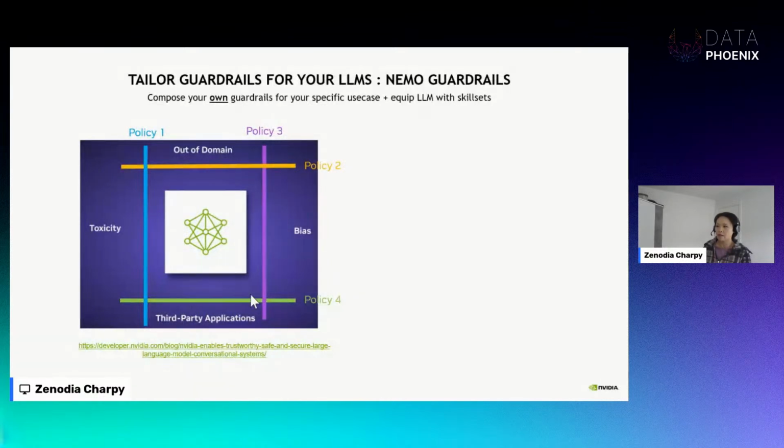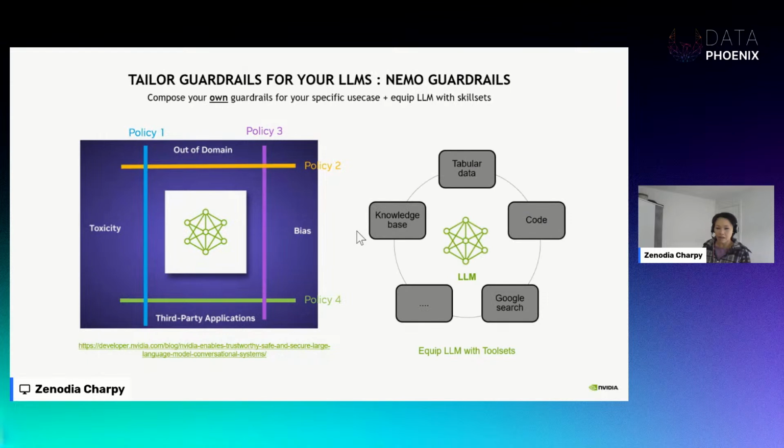Now, this is a little known fact, but NeMo Guardrails also allows you to equip your language model with additional skill sets, just like the one we saw in the last demo, where you equip the language model with the ability to query a diffusion model to create beautiful images and make a story out of it, right? So we are going to first take a look at an HR use case as a demo of how NeMo Guardrails can help.